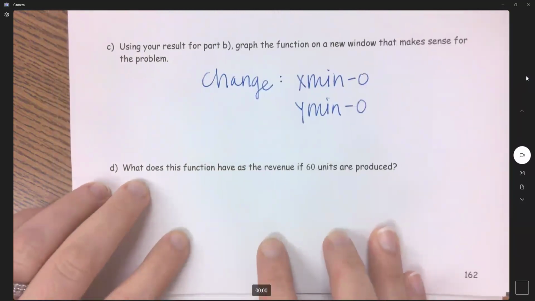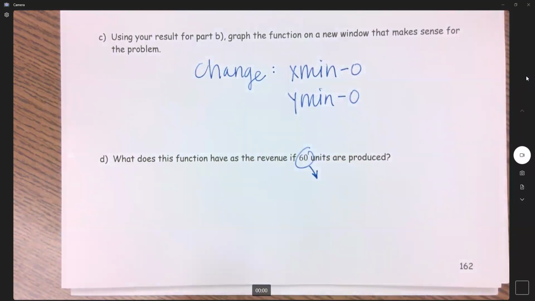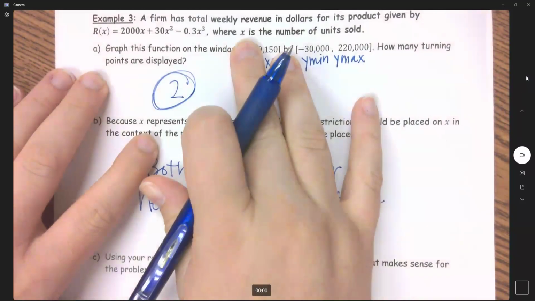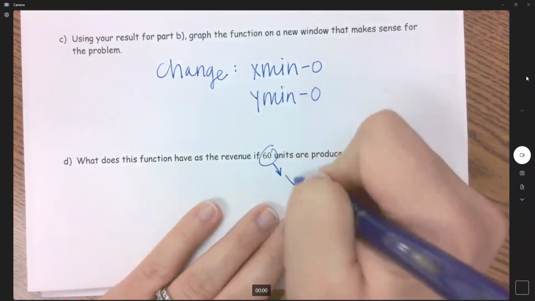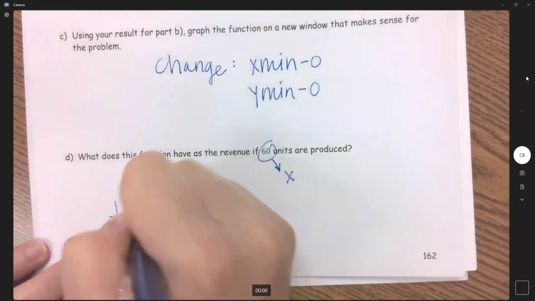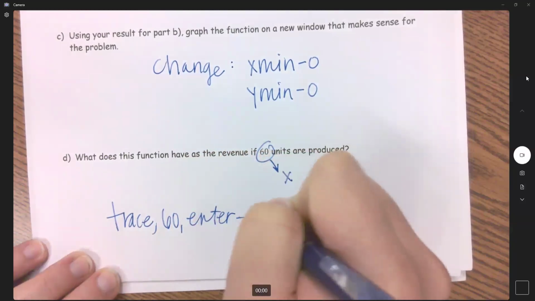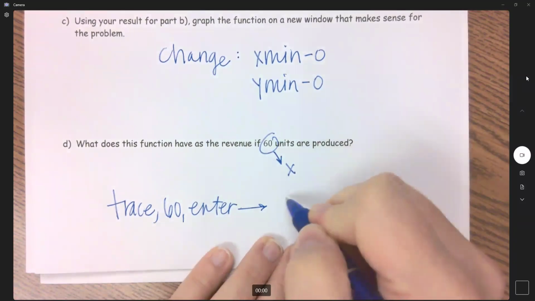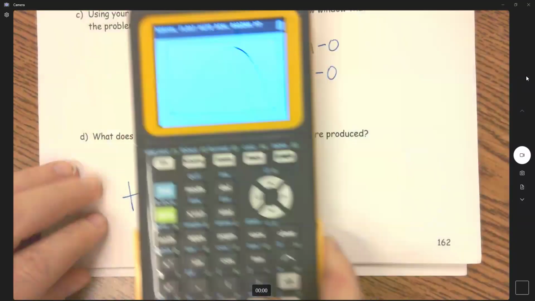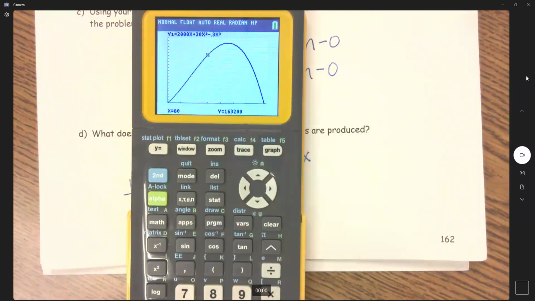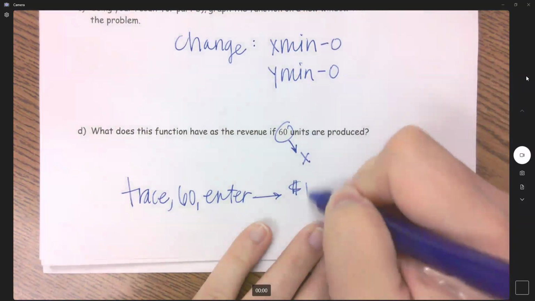So what does the function have as a revenue if 60 units are produced? What does the 60 represent? It tells me up here that X is the number of units sold. So this is representing my X. So we will do trace 60, enter. And we're talking about revenue, so talking about money. So trace 60, enter, and we have a revenue of $163,200.